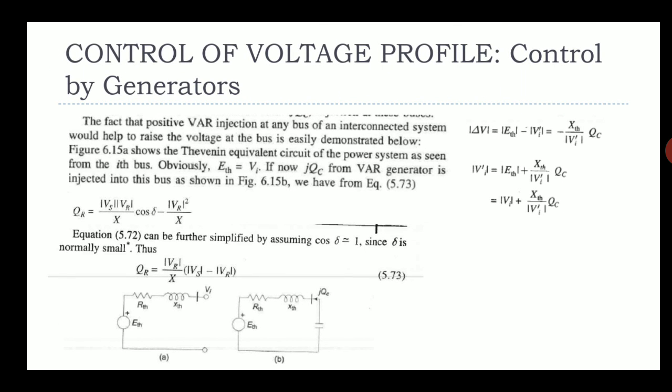In the figure we have a generator with a Thevenin equivalent resistance and Thevenin equivalent reactance connected to a load bus Vi. Now we have connected a capacitor to it. Let's see what happens. Obviously, the Thevenin voltage becomes equal to Vi if there is no power, if the system is disconnected. Now if we add a capacitor to it, a jQC current from the VAR generator is injected into the bus. So the total QR, the receiving end reactive power, is given by this equation.